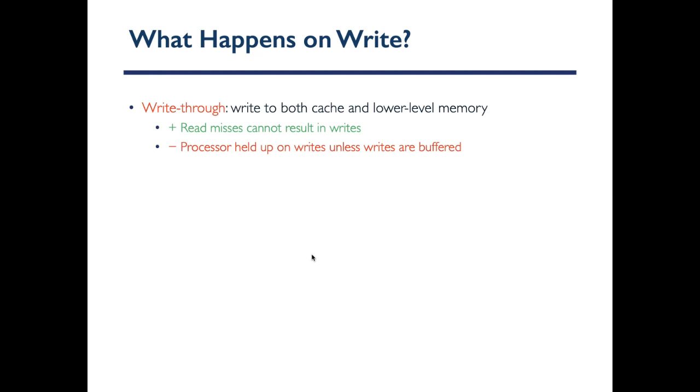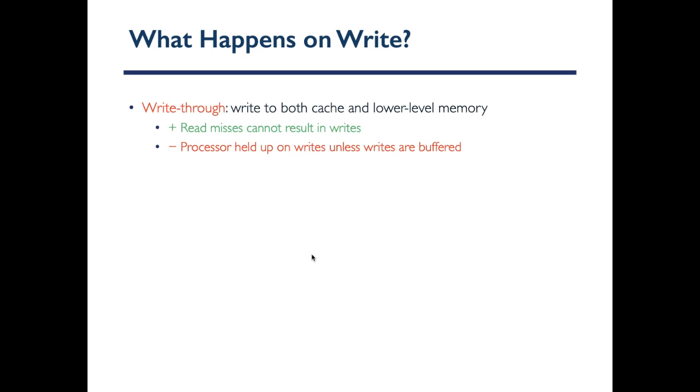Now, another issue that we need to consider is what happens on writes. On reads, if you have a cache miss, you probably have to go to the memory, bring the data to the processor, and potentially cache it for future accesses. Now, what happens with write? So there are different methods or different ways to deal with writes.